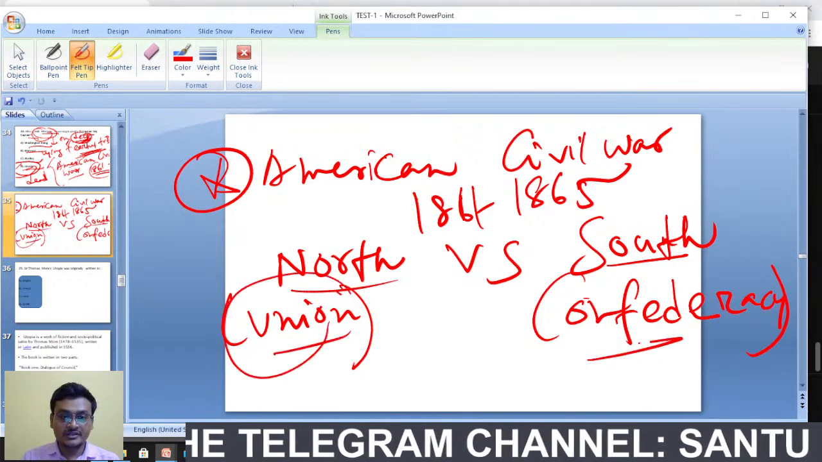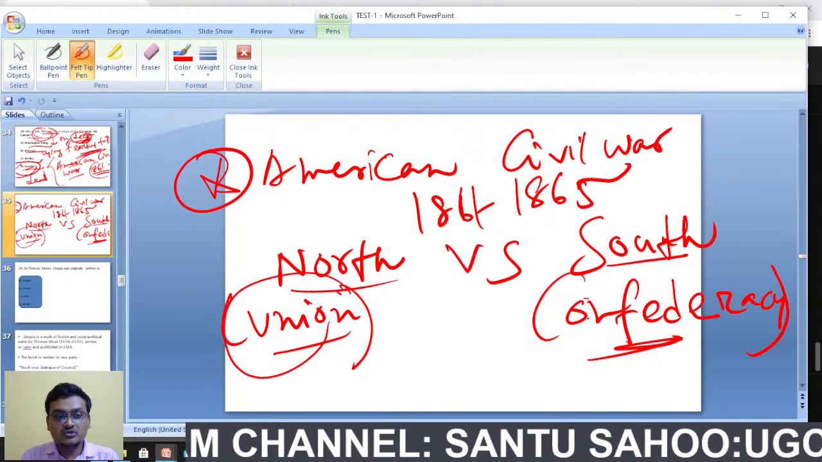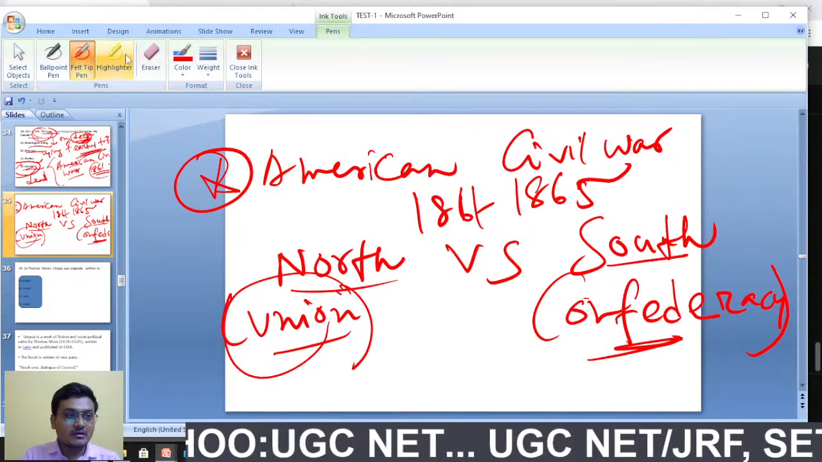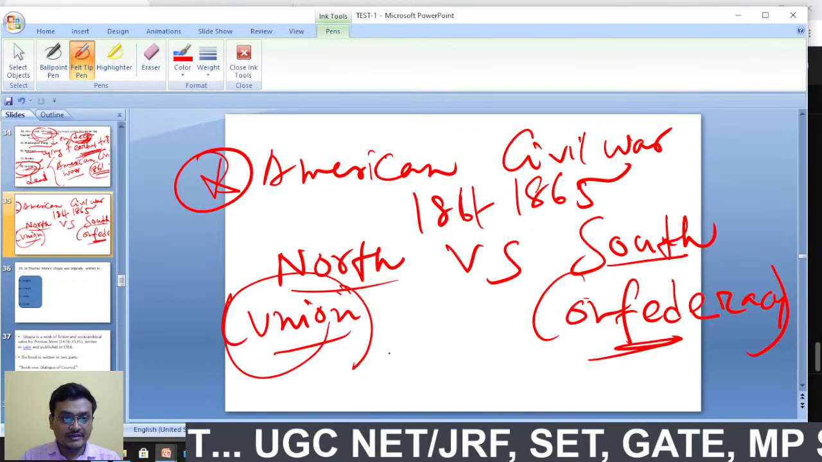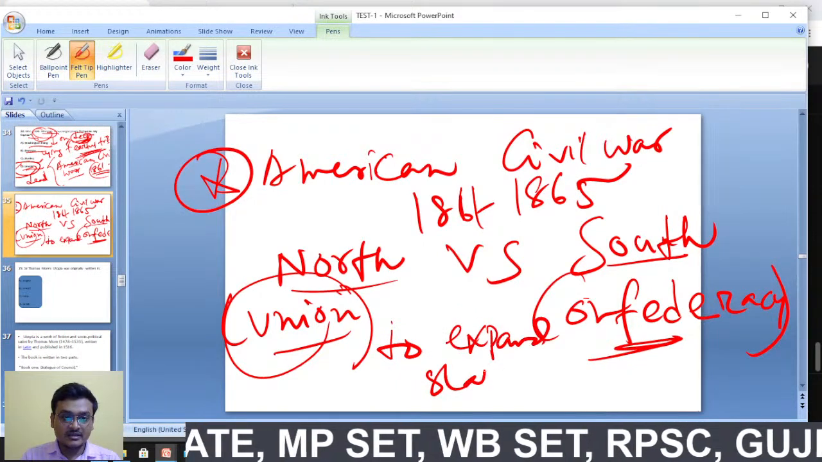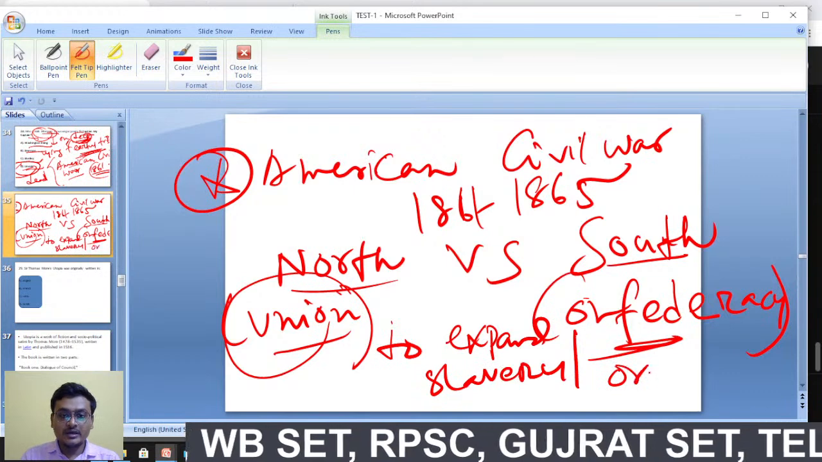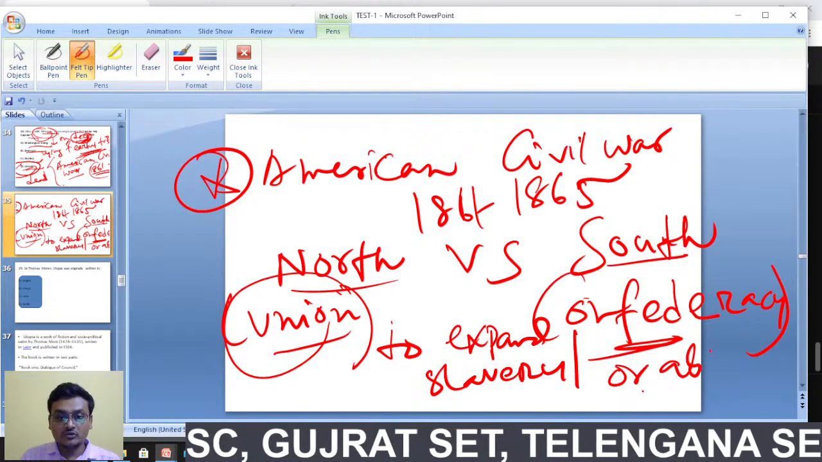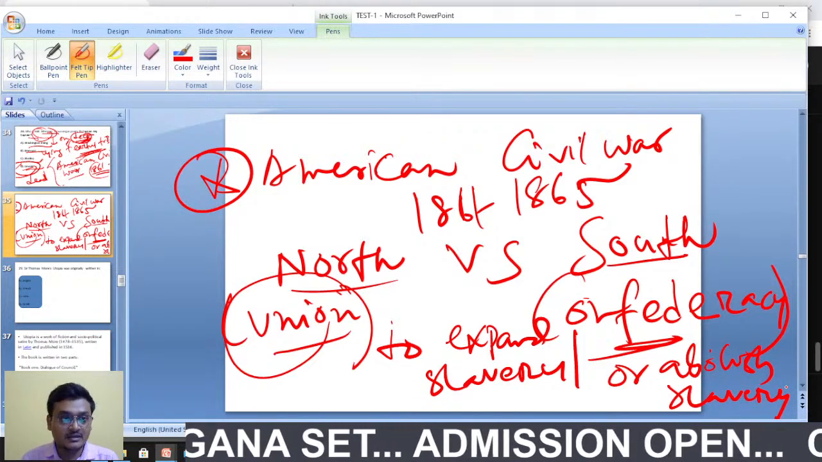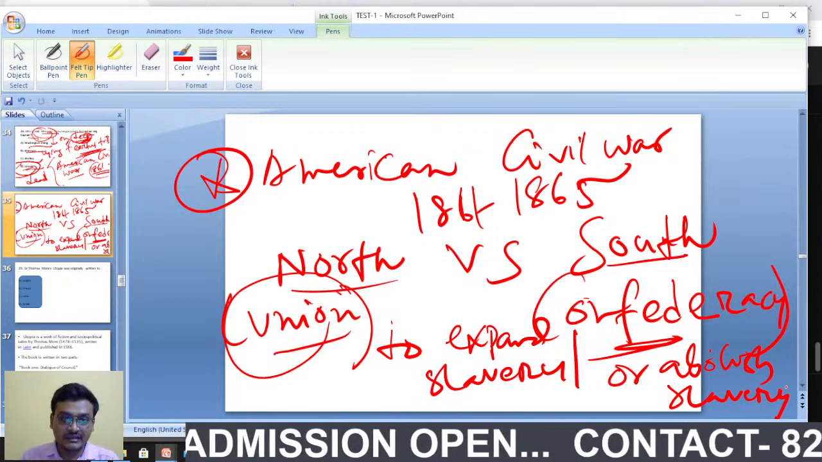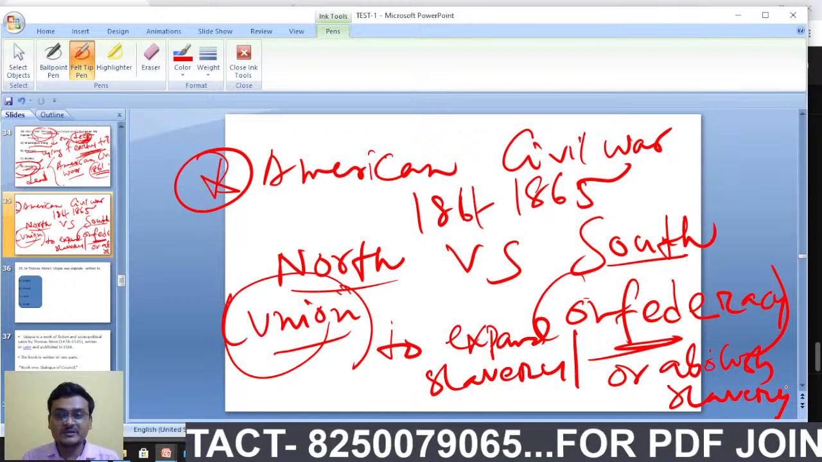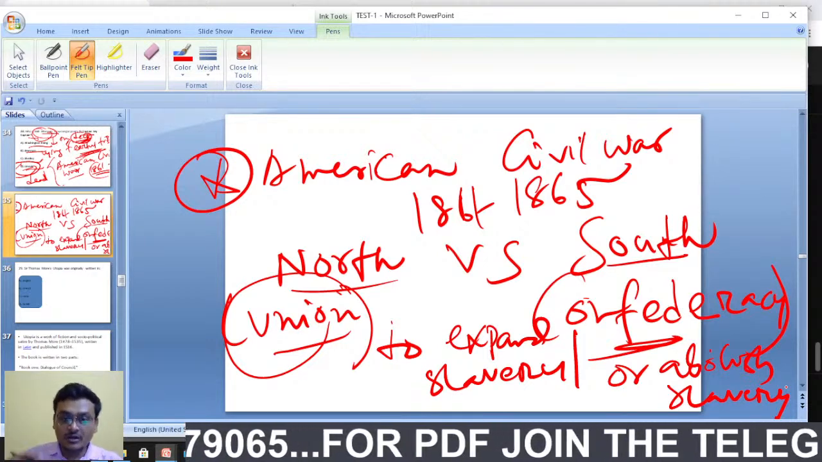It is to be called North versus South America. Union and Confederacy. The main aim was whether to expand slavery or to abolish slavery completely. This was the main reason, the cause of the American Civil War. The cause of the American Civil War was whether to expand slavery or to abolish it completely, between the Union and the Confederacy, from 1861 to 1865.